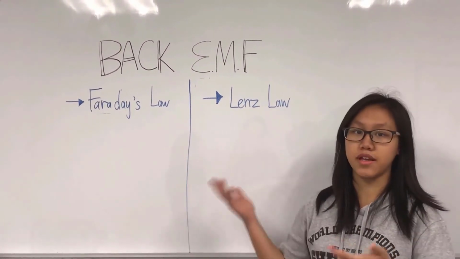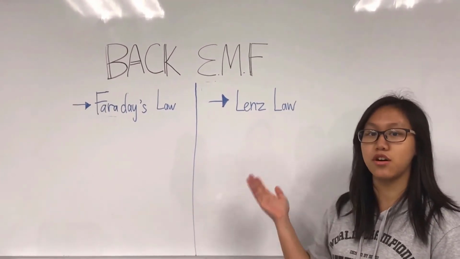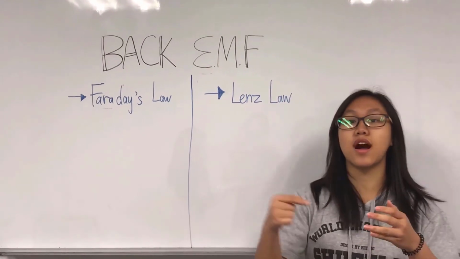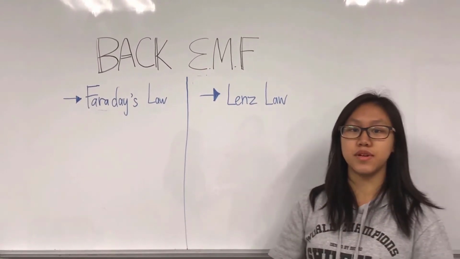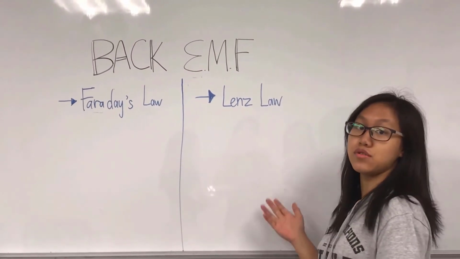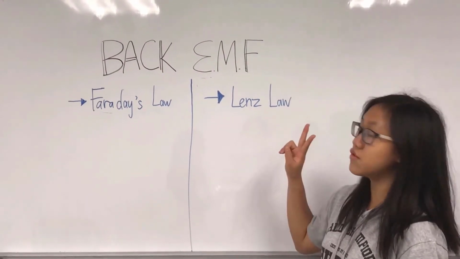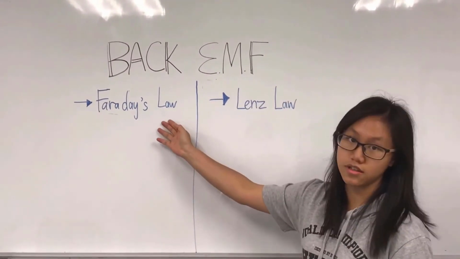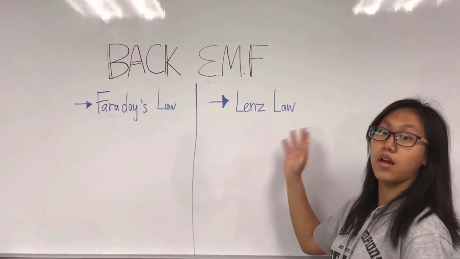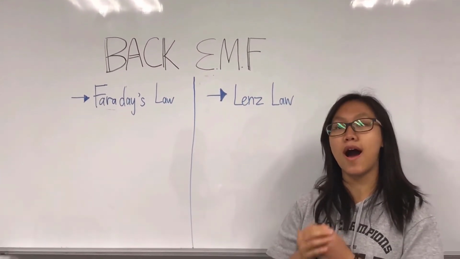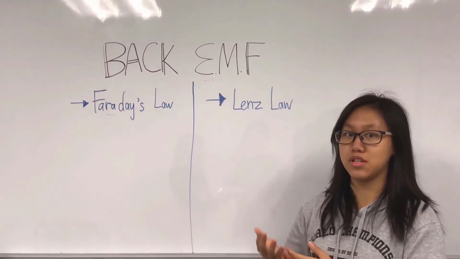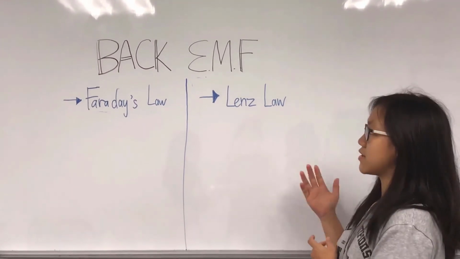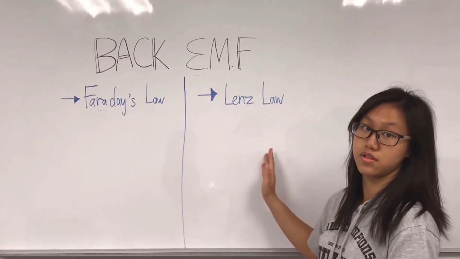So what actually is back E.M.F? It is an induced voltage or E.M.F. that pushes against the current which induces it. Basically, it is the E.M.F. induced in a circuit based on two physics laws, which are Faraday's law and Lenz's law. In order to really understand how back E.M.F. is induced in a transformer, you need to understand the definition of both laws.